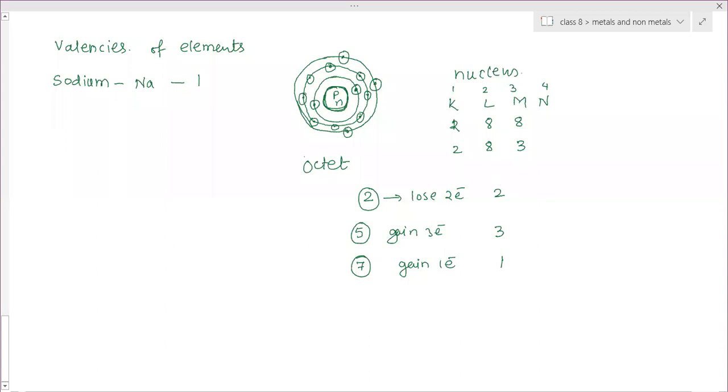Clear? Now sodium. Sodium's electronic configuration is 2,8,1. So how many electrons will it gain or lose? Ma'am, it will lose 1 electron. So what is the valency? 1. Okay. Magnesium, Mg. Electronic configuration is 2,8,2. It will lose 2 electrons. So what is its valency? 2.